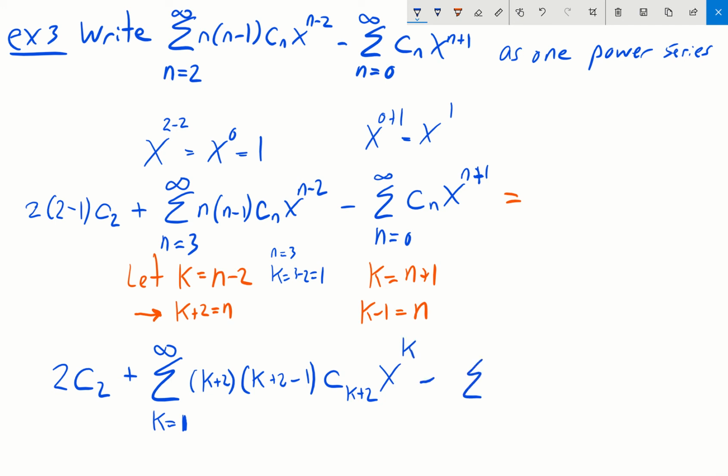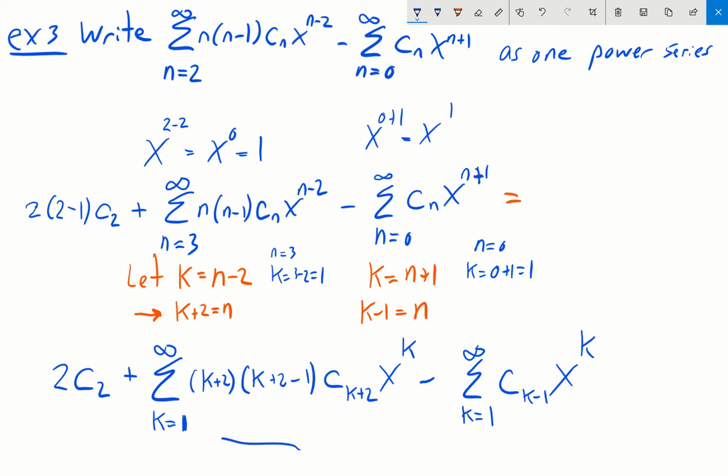Similarly over here, we're going to get the sum from k equals, the original index of summation n started at 0. If n starts at 0, then k is going to start at 0 plus 1, which is 1. So this is going to be the sum from k equals 1. Obviously, if n goes towards infinity, then k will also go towards infinity under the substitution. We get c to the n, which is k minus 1, and then it's going to be x to the, this was our defined k.